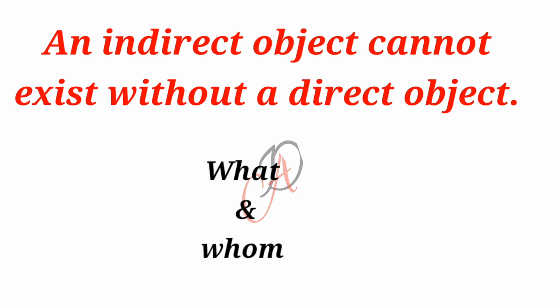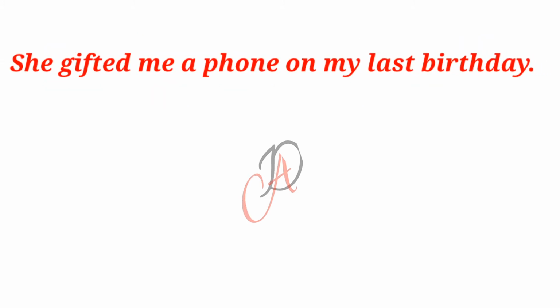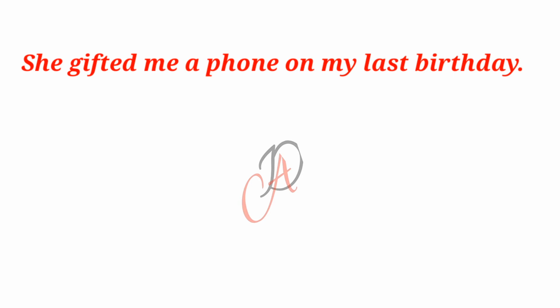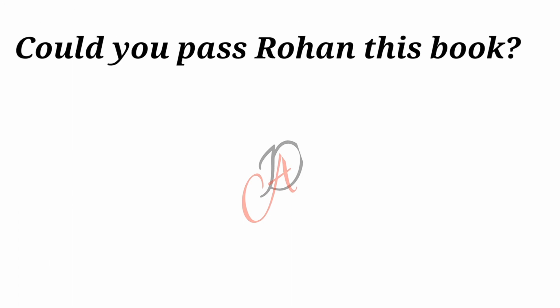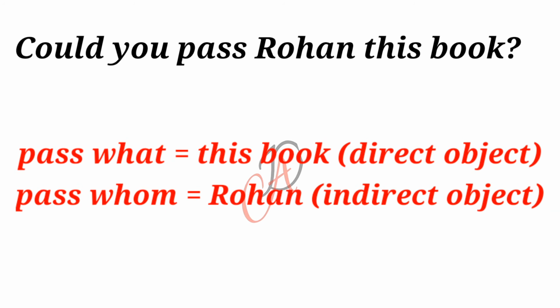Let's understand this with the examples. The first one, she gifted me a phone on my last birthday. Here, gifted what? A phone. Hence, phone is a direct object and gifted whom? Me. Hence, me is the indirect object. Let's see one more example. Could you pass Rohan this book? Pass what? This book. So, this book is a direct object and pass whom? Rohan. And therefore, Rohan is the indirect object of the sentence.